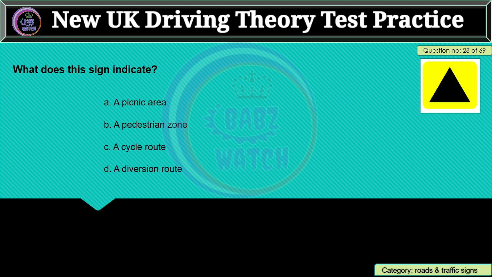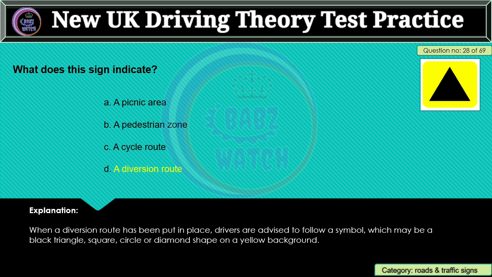Question 28 of 69. What does this sign indicate? A. A picnic area. B. A pedestrian zone. C. A cycle route. D. A diversion route. The correct answer is D.